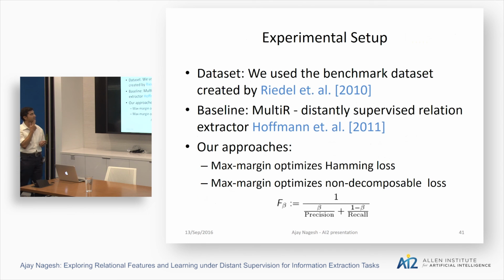And coming to the experimental setup, we use the benchmark data set by Riedel et al. 2010, and the baseline was MultiR, and we have two approaches. One is the max margin learning approach that optimizes for a decomposable loss like Hamming, and the other is the max margin approach that optimizes for this F loss, which is non-decomposable.